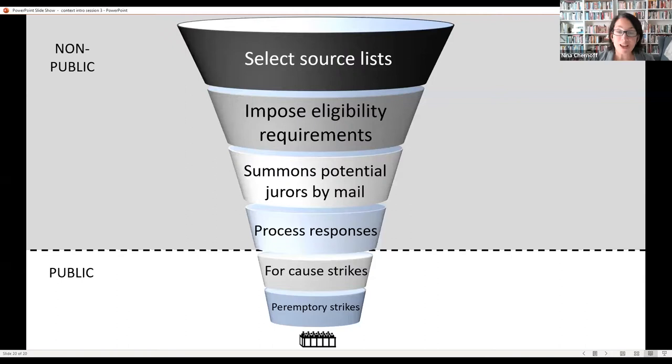So again, it's that final stage, the peremptory strikes, maybe the voir dire process in general, the public aspects of jury selection that are the focus of today's discussion. So let us turn to that discussion now.